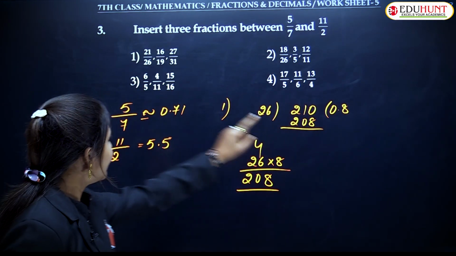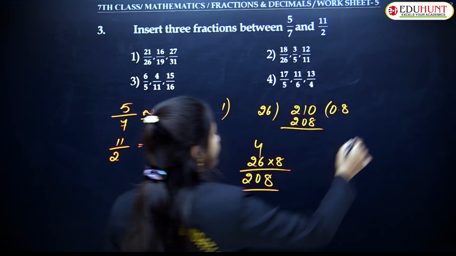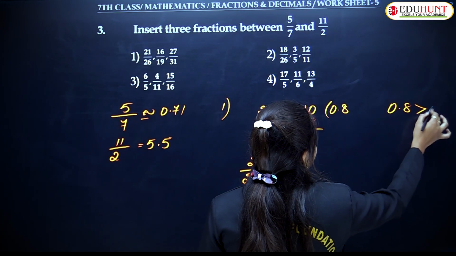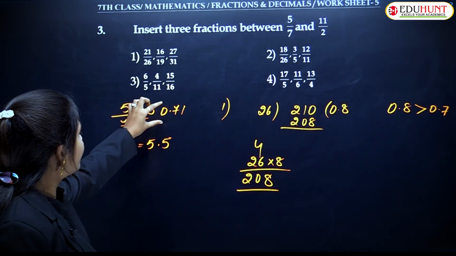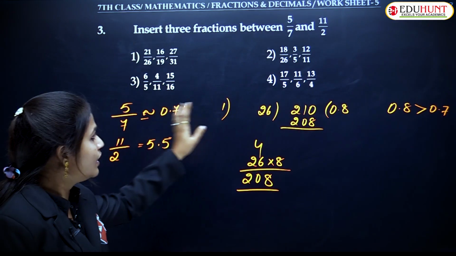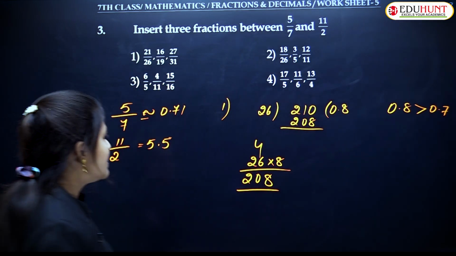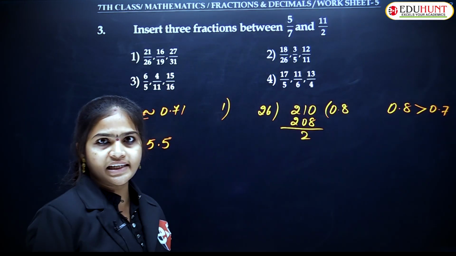0.8. 0.8 lies in between 0.7 only, no? 0.8 is greater than 0.7. Okay, that's what we required. Here the number which is greater than 0.7 and less than 5.5 is required. So is that satisfying or not? This is satisfying. Here the remainder is 2. No need to check another one.